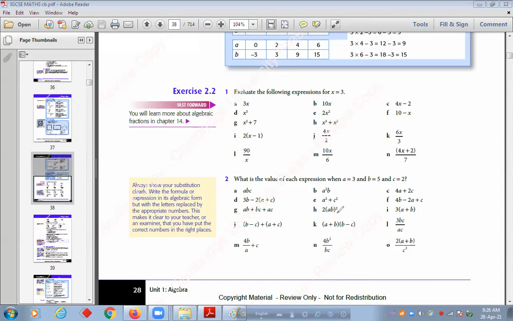So 2, A value 3, B value 5. That means what we will write? AB, 3 into 5, and 3 into 5 whole square, whole square into 2. That means 3 into 5, 15. 15 square, 225. 225 into 2 means 450. Okay.